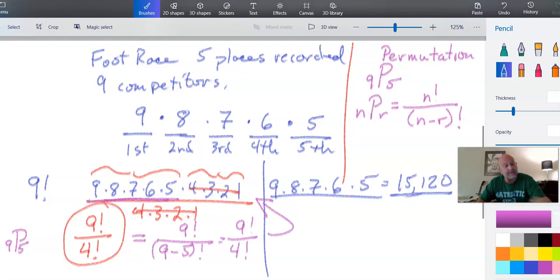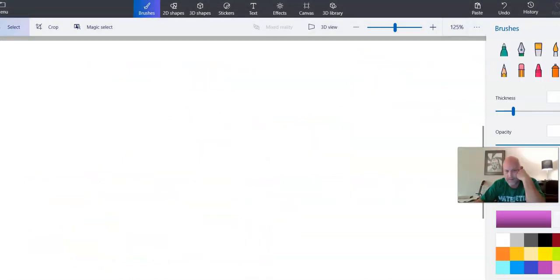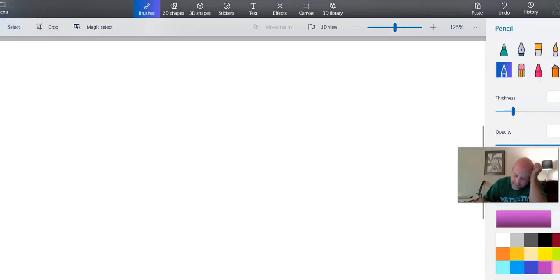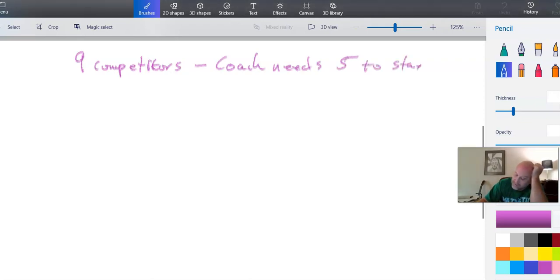Let's go ahead and go to the last thing. The last case here is when order doesn't matter. So let's say it's that same race. How many competitors do we have? 9? Once again, turning on the pencil helps. So let's say we have 9 competitors, and the coach needs 5 to stay for cleanup.